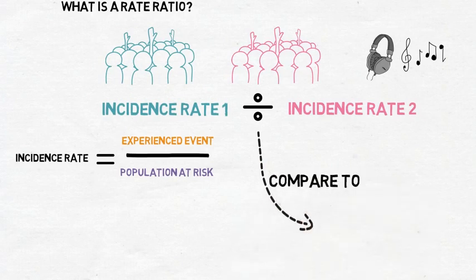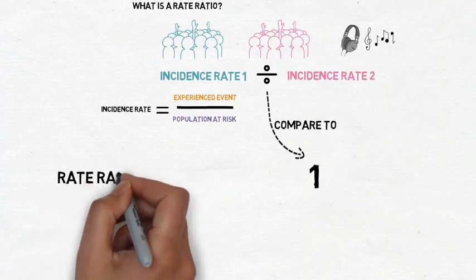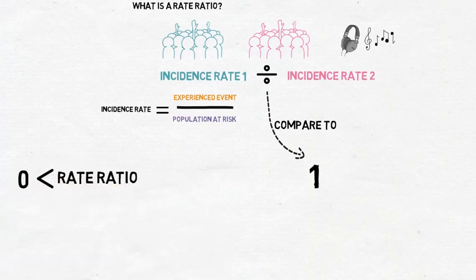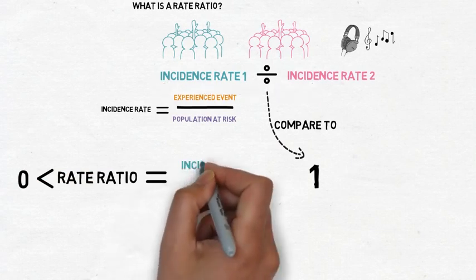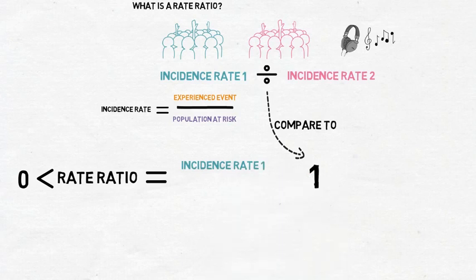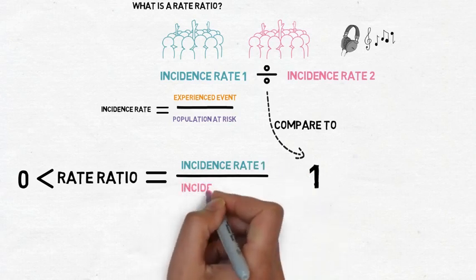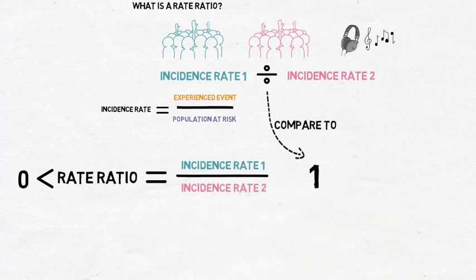After calculating the rate ratio, you then compare the rate ratio to 1. Bearing in mind that the rate ratio can't be negative, the further away from 1 the rate ratio is, the larger the difference between the two rates. So, the rate ratio is one incidence rate divided by the other. I should point out, however, that it doesn't matter which rate is on top of the fraction.